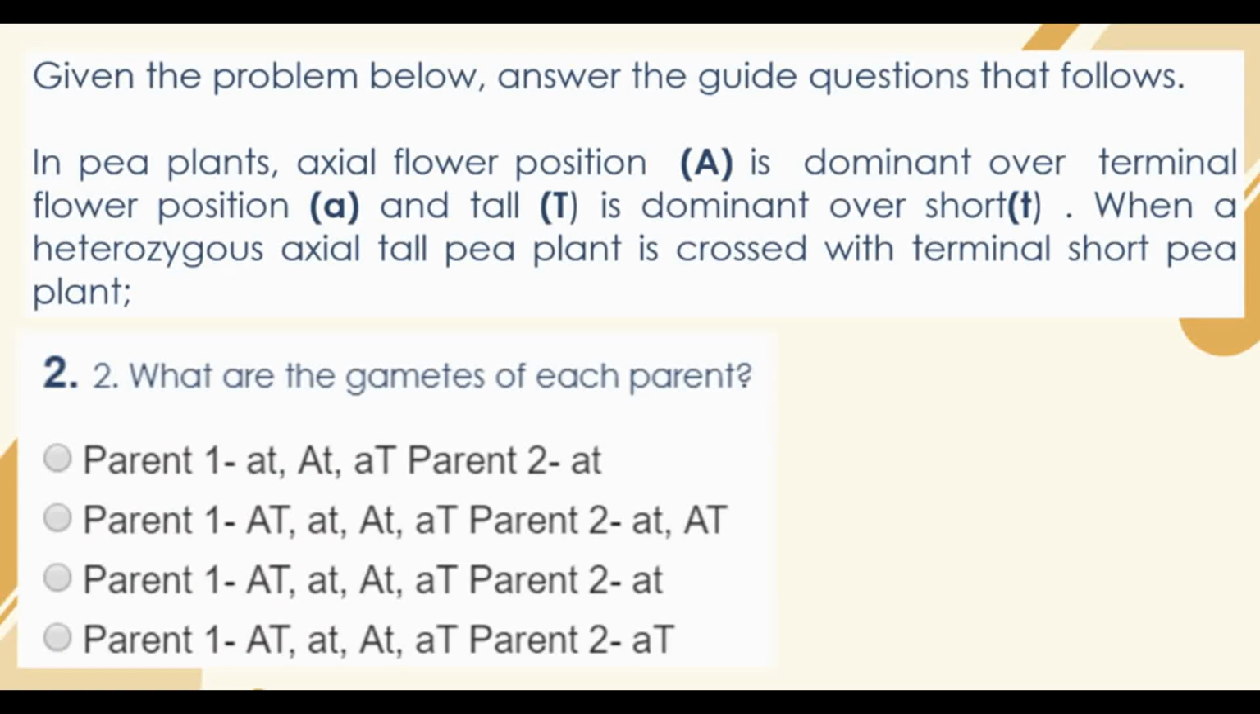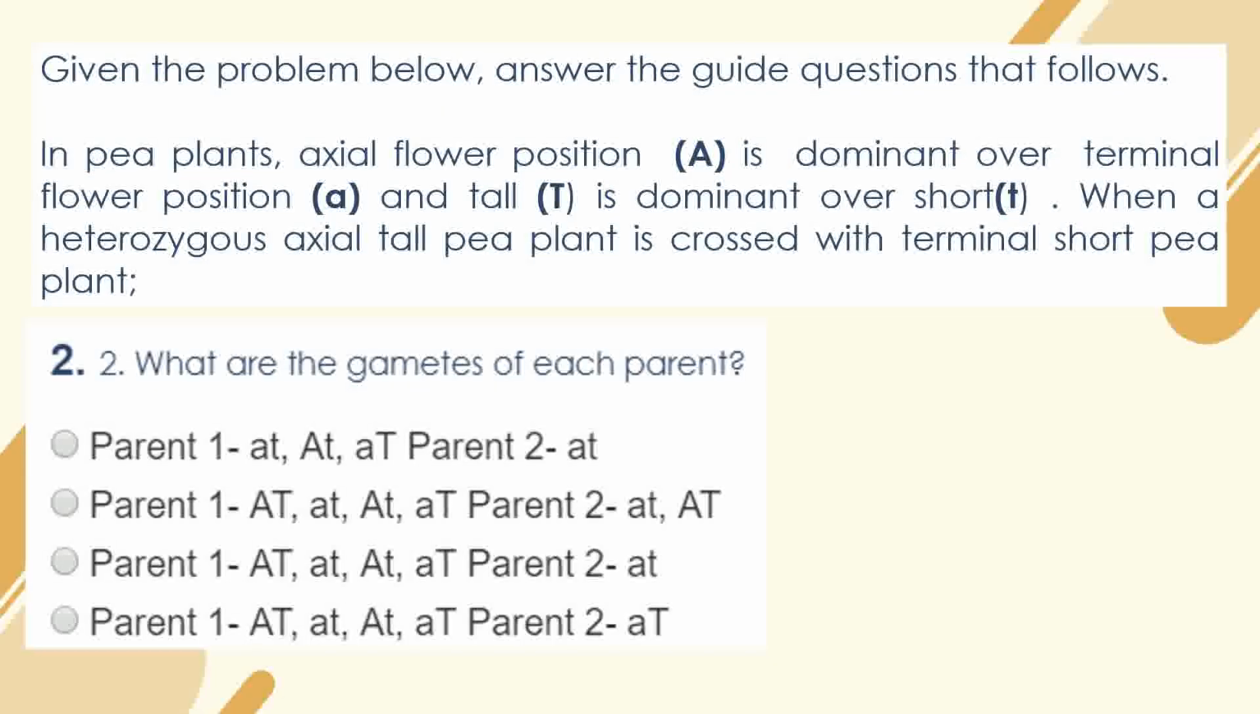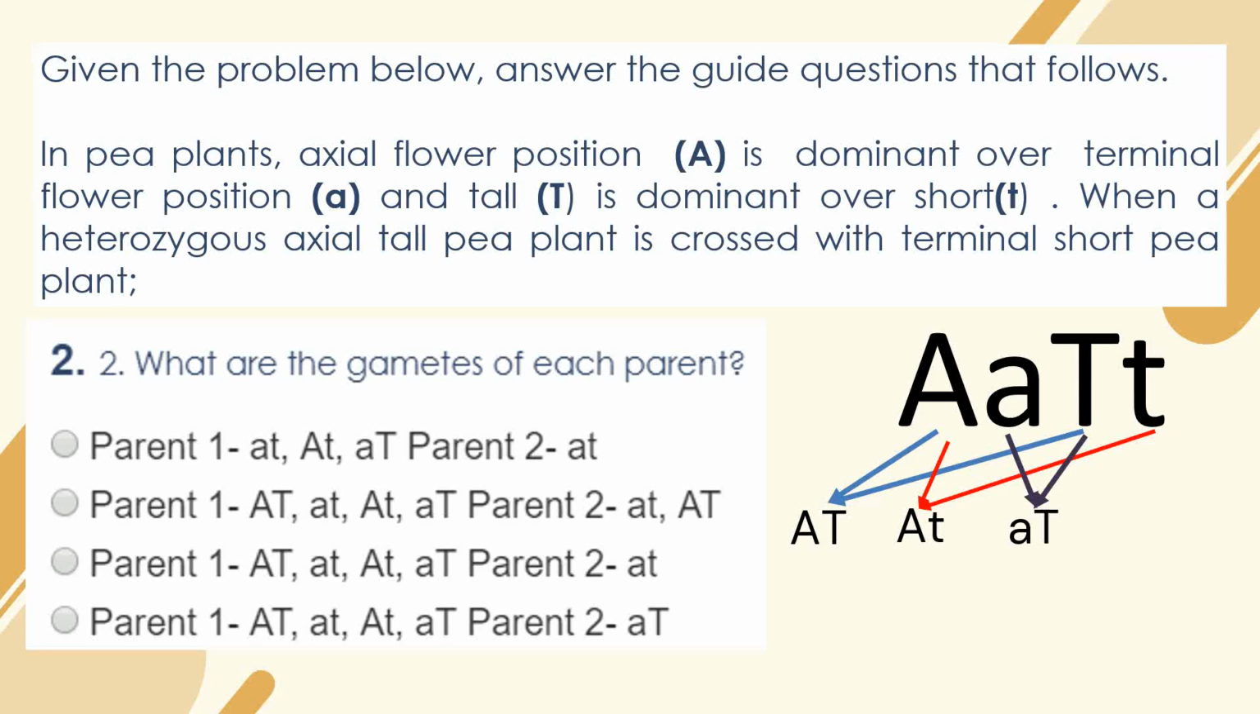To resolve the genetic question, we first determine the possible gametes produced by each parent based on their genotypes. For parent 1 with the genotype capital A, small a, capital T, small t, there are four possible combinations of gametes due to independent assortment, which are capital A, capital T; capital A, small t; small a, capital T; and small a, small t. These arise from each allele for one trait being paired with each allele for the other trait.